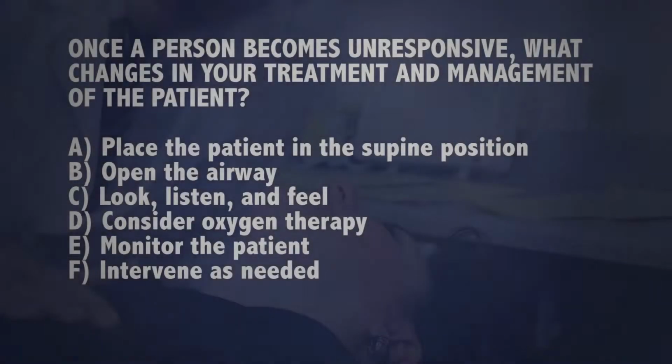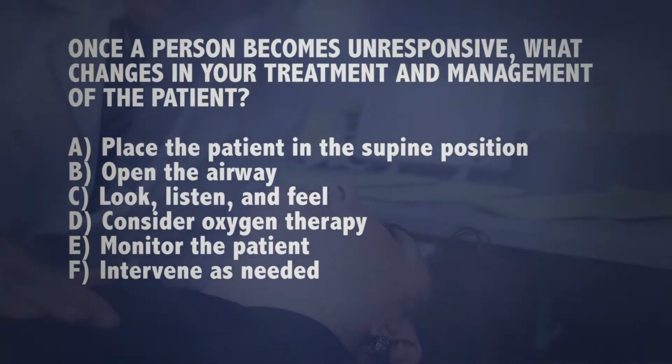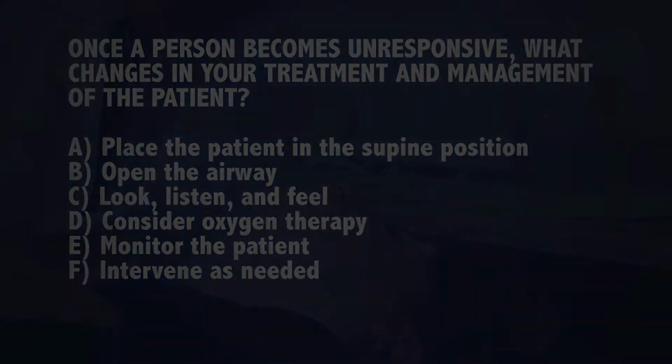Once a person becomes unresponsive, what changes in your treatment and management of the patient? A. Place the patient in the supine position with his legs elevated. B. Open the airway with a head tilt, chin lift maneuver. Use a jaw thrust if needed. C. Look, listen, and feel. D. Consider oxygen therapy. E. Monitor the patient. F. Intervene as needed.